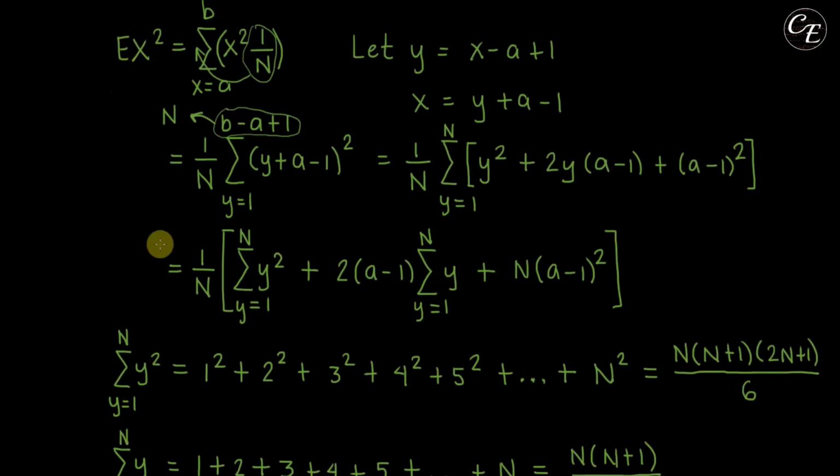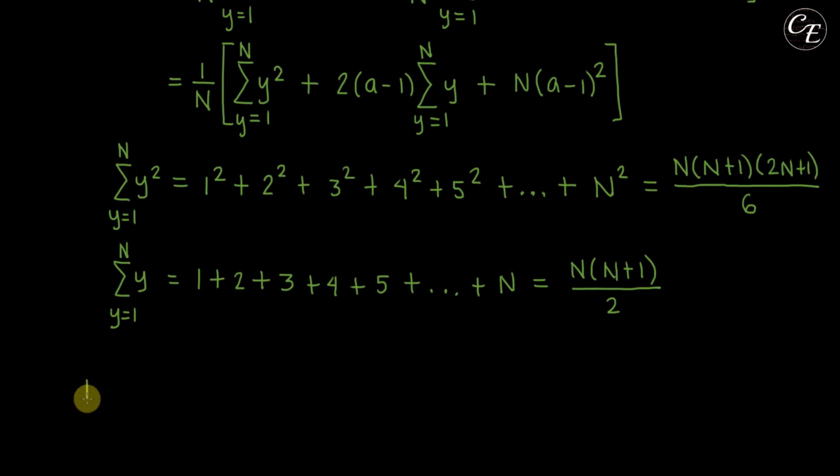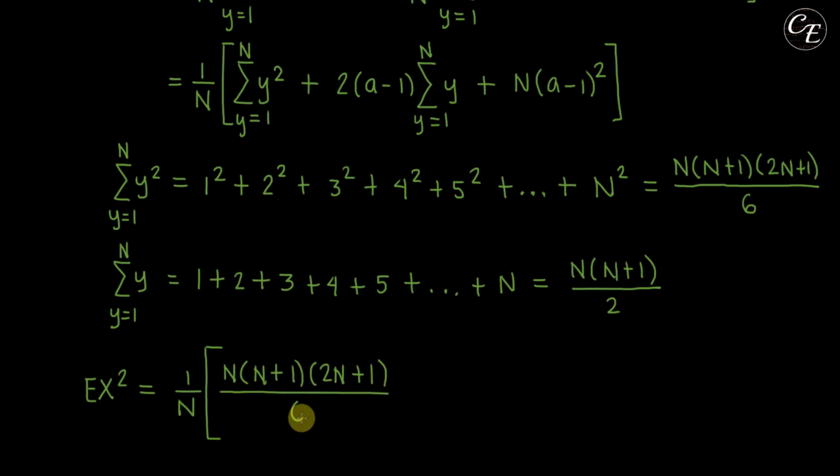So now the expectation of x squared, which is this, is equal to 1 over n, then times, for this we have this, then plus 2 times a minus 1, then times this, which is this. Then plus this.